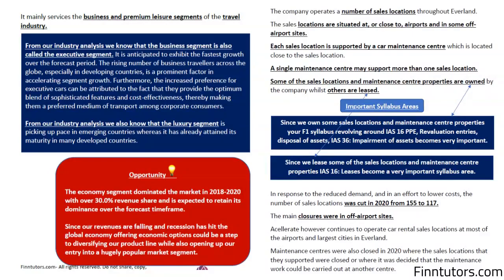They'll tell you that we have taken a new sales location on lease. How will we account for it? So, you will have to explain that. And for that, you need strong F1 knowledge, which again, our F1 notes and F1 revision course will help you with. In response to the reduced demand because of the economic recession, and in an effort to lower costs, the number of sales locations was cut from 155 to 117. So you reduced your sales locations to reduce your cost because revenue was going down.